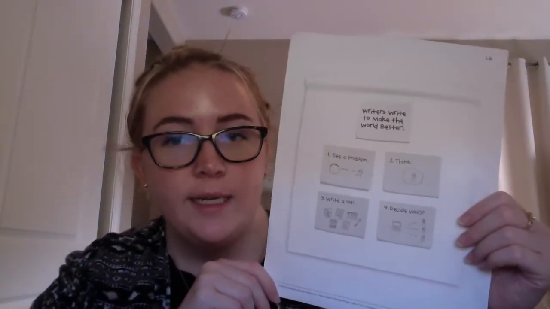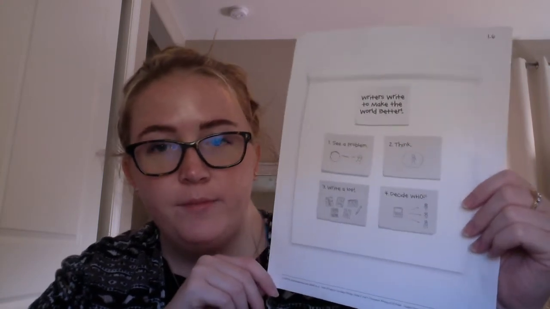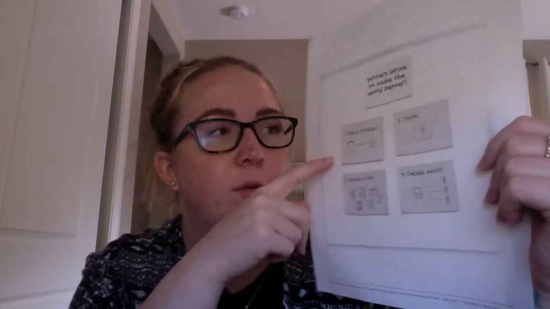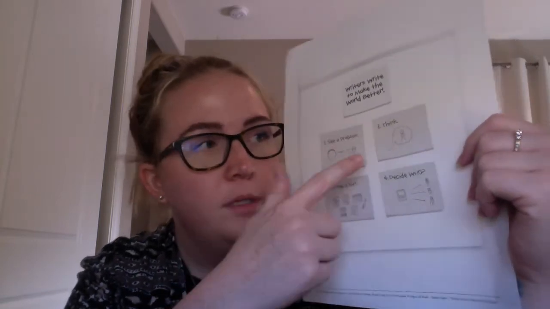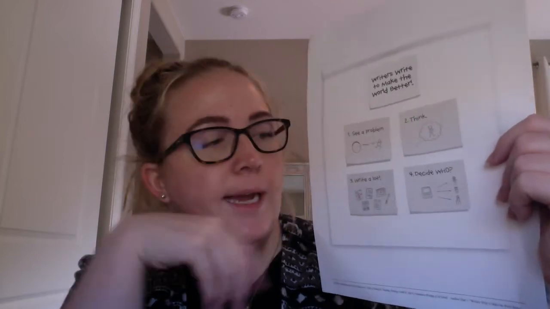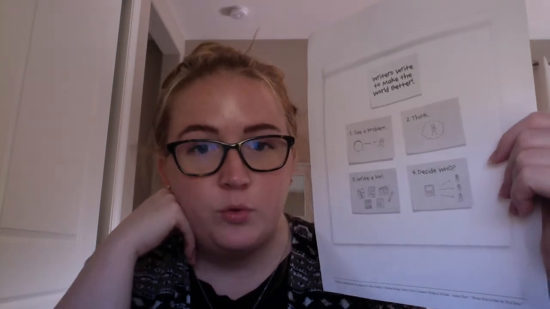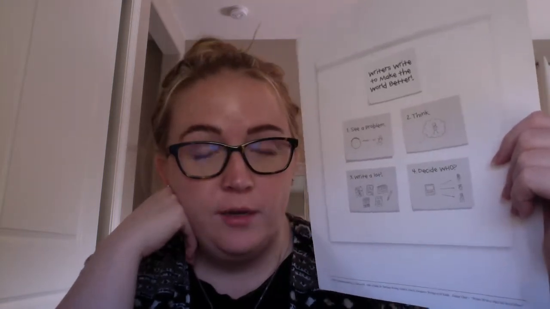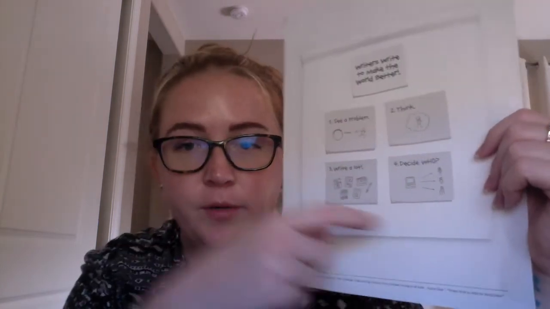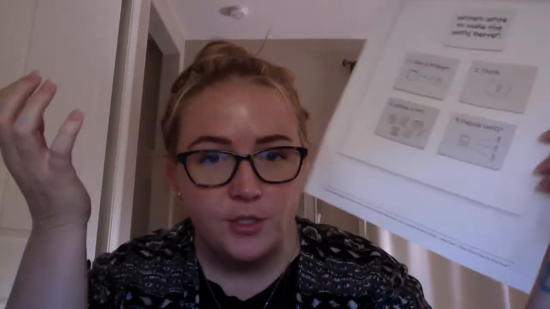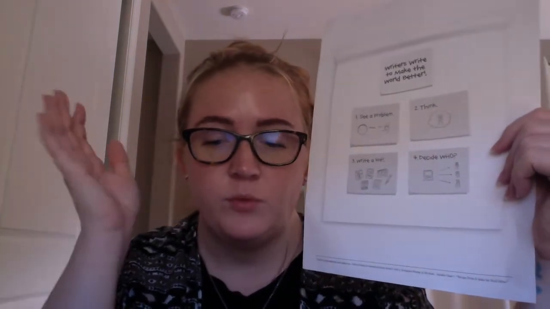So do you remember when we looked at this chart called Writers Write to Make the World Better? And so we said that we should see a problem, think about the problem, and then we're going to write what the problem is and some reasons why it's a problem, and then a solution to the problem. And then we wrote about who should I be sending my letter to and who could help me solve this problem. So I want you to be thinking about that as you continue writing.